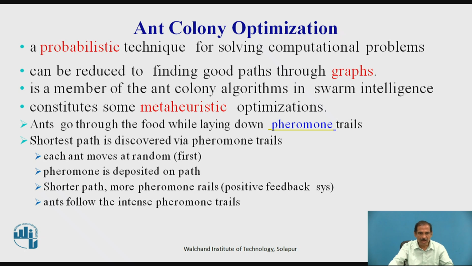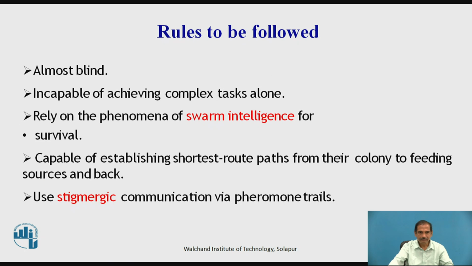Such ant moves are always taken at random, and the first selection depends upon this randomization. Then we have the pheromone which is deposited on the path. On the shorter path, more pheromone trails are seen, which have a positive feedback system associated with it. Then ants follow the intense pheromone trails.